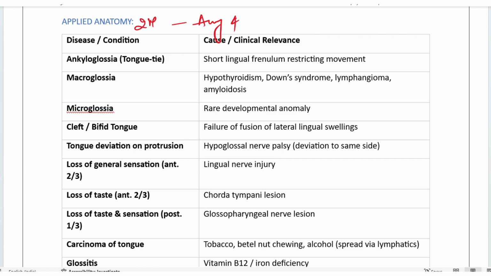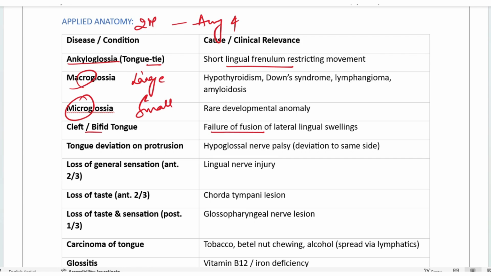Firstly, you can mention ankyloglossia, that's the tongue tie. It happens because of the short lingual frenum. Macroglossia, as the name suggests, is the large tongue. Micro means the tongue is small. Cleft is failure of fusion.